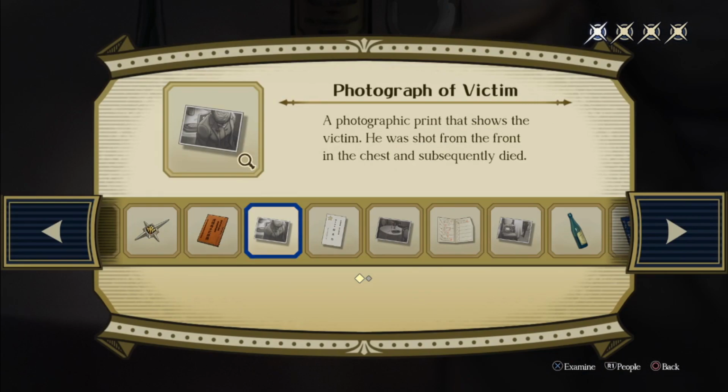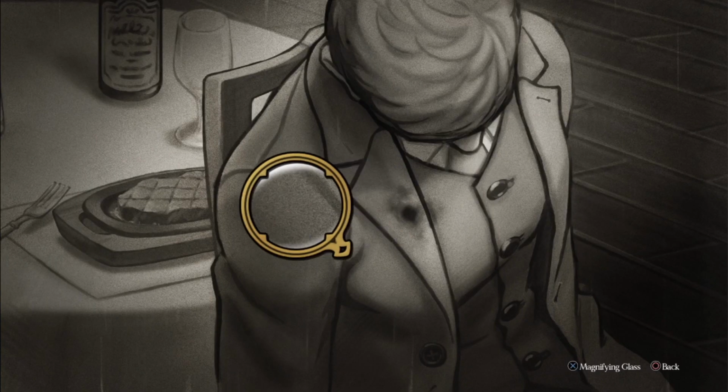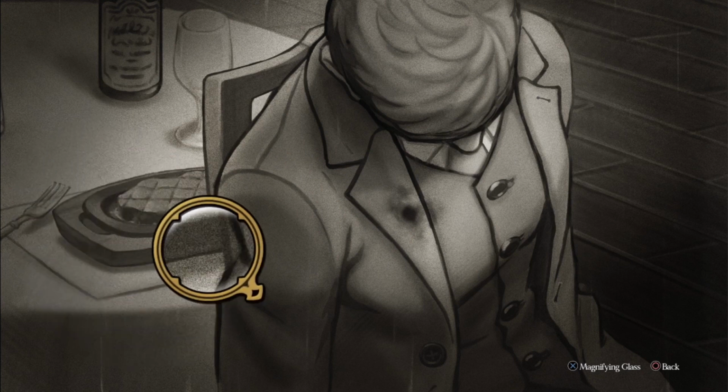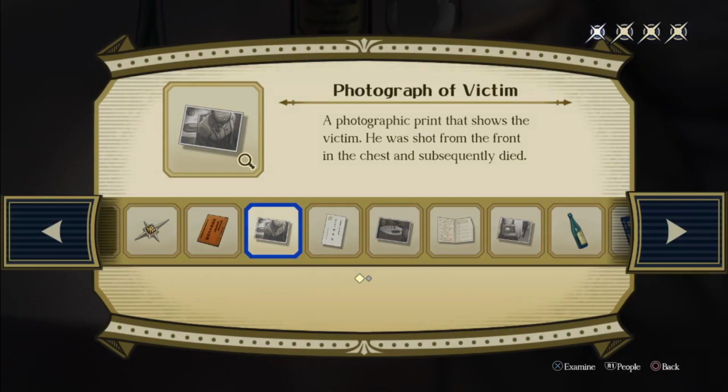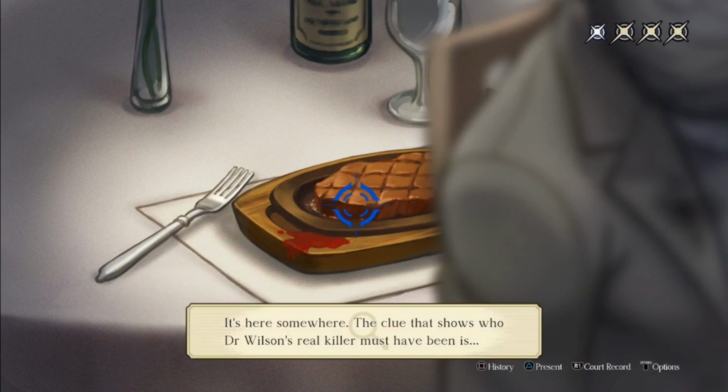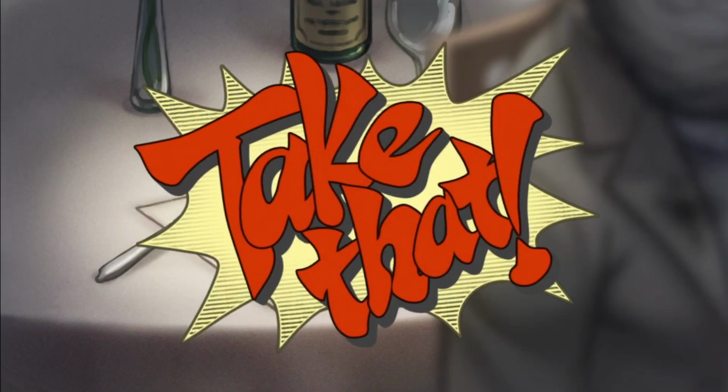But let's look at the old photo. Can you even see the blood? No. Like, how are you gonna convince the court here that there was blood at the scene of the crime? I guess they can always go back and check, but is it still there? It's obviously this, right? Take that!